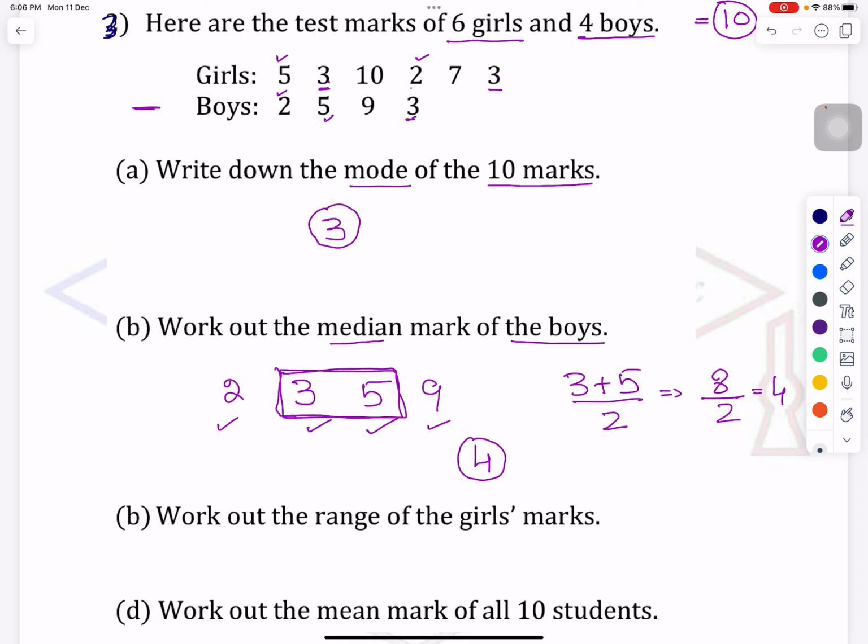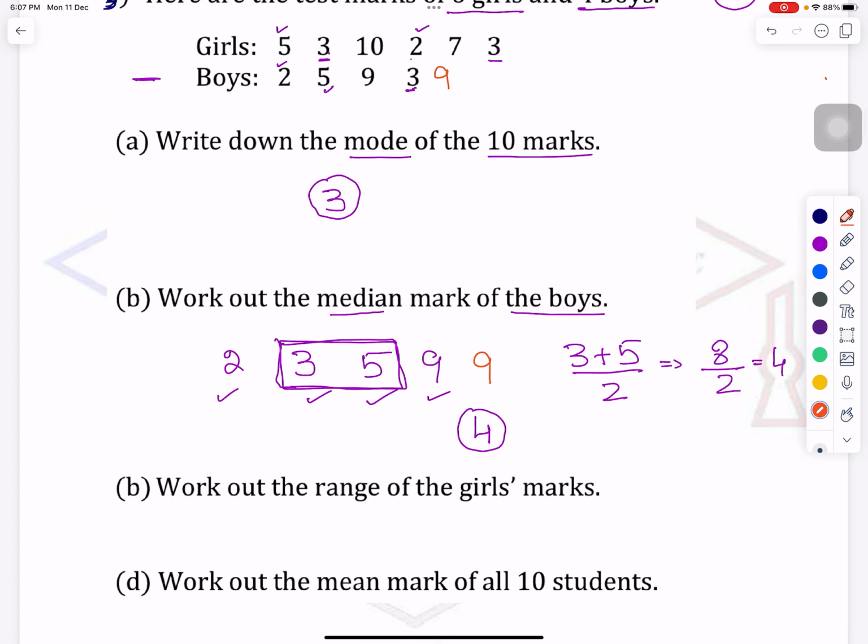Now here I would like to teach you one more thing. In case, okay, and I'm taking another example. In case the boys' marks were 2, 3, 5, 9 and let me take one more, 9. Suppose, okay, I'm changing the example just to explain it to you. So now in this case, because there are 5 marks for boys, 1, 2, 3, 4, 5, and 5 is an odd number, it means there will be one center.